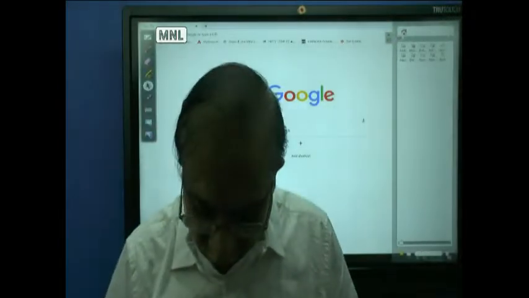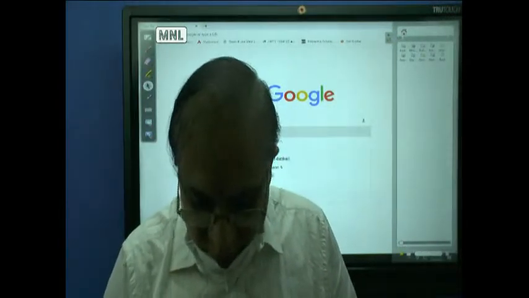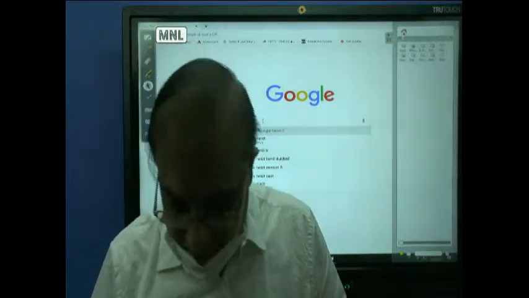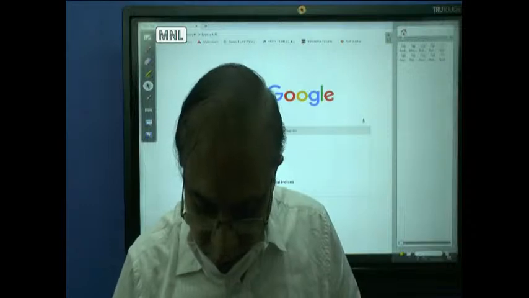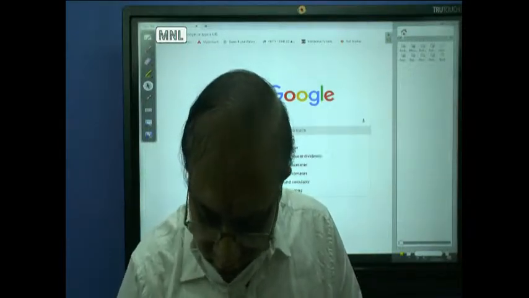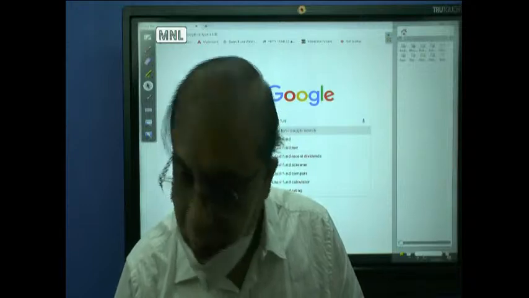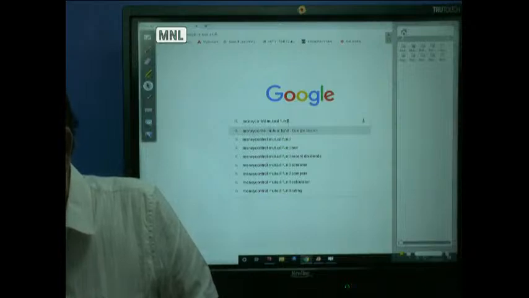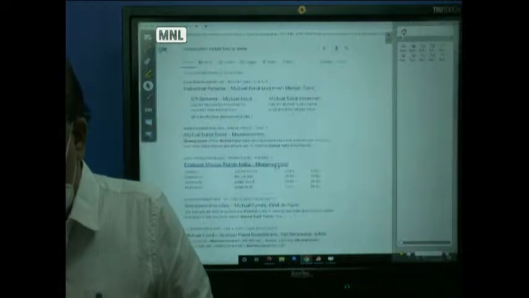Okay, the moneycontrol.com. Mutual fund. We'll put moneycontrol mutual fund, let's say screener. Now we'll look at the SIP, this mutual fund screener.